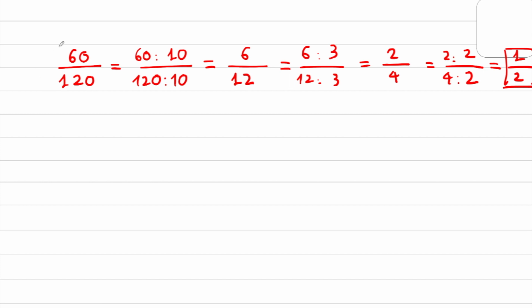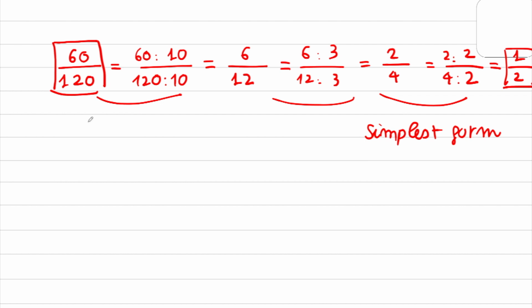And you can see from the original fraction, I have step 1, step 2, and step 3 for finding this simplest form. I call this the simplest form of the original fraction. What does simplest form mean? Simplest form means that the fraction cannot be made simpler. This one is the simplest form.